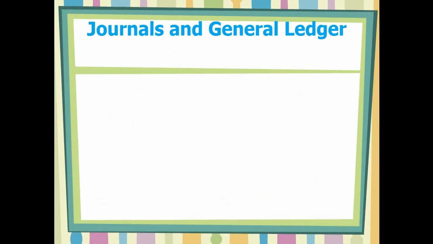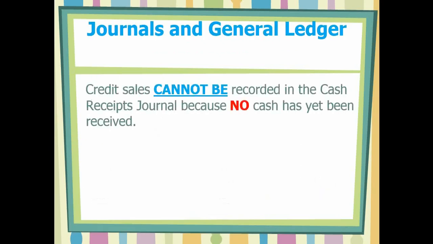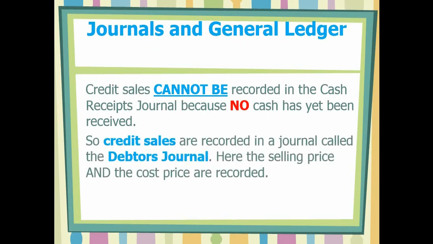So how do we enter transactions into this Debtors Journal? We must remember that a credit sale cannot be recorded in the cash receipts journal because no cash has changed hands or has been received by the business. So credit sales go into the Debtors Journal, and here we simply record who has bought from us on credit and what the cost price of the goods are.